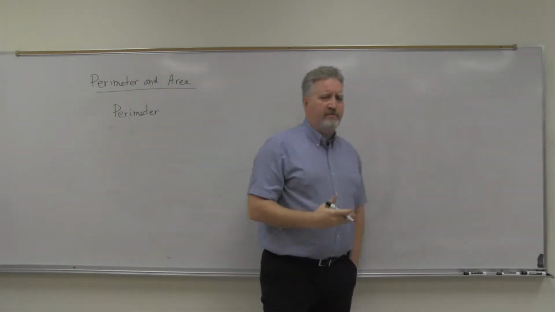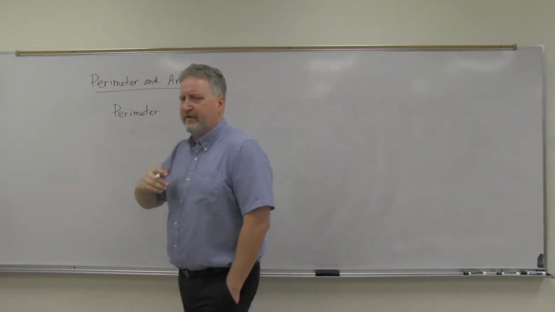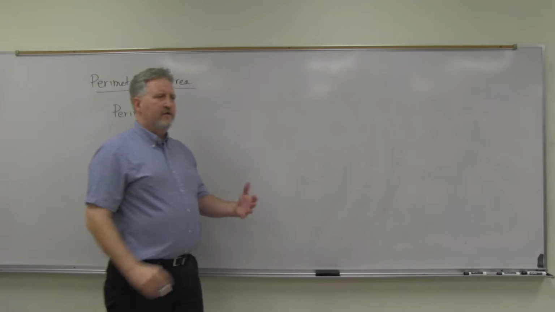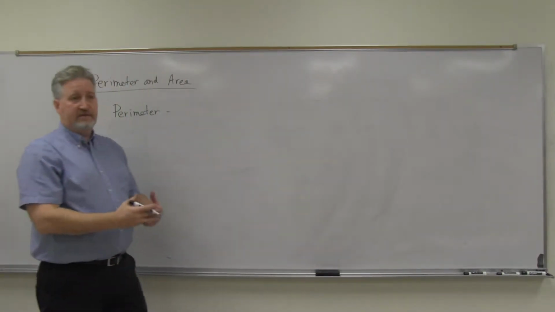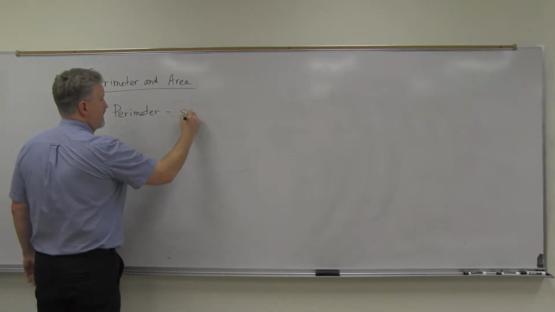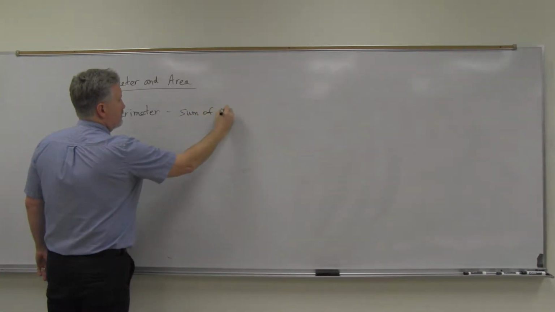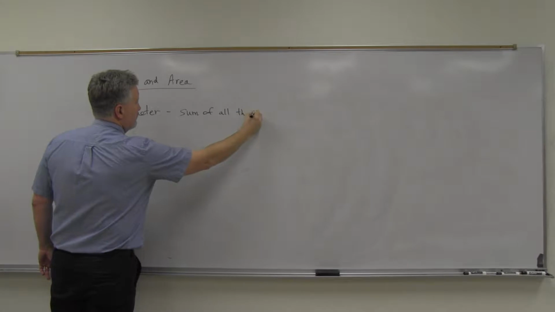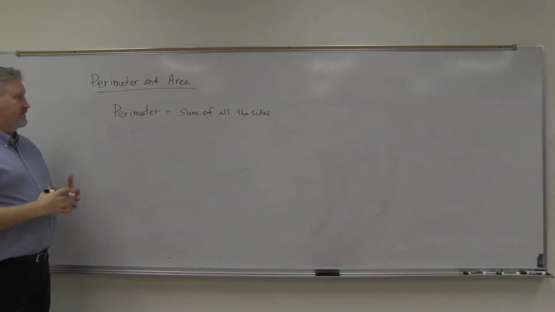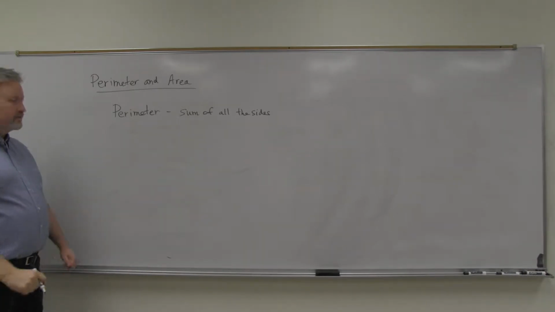When I talk about the perimeter, what is it measuring there? How would you phrase it? The perimeter is the distance around it, right? The sum of all the sides. Yeah, it's the distance around a figure.